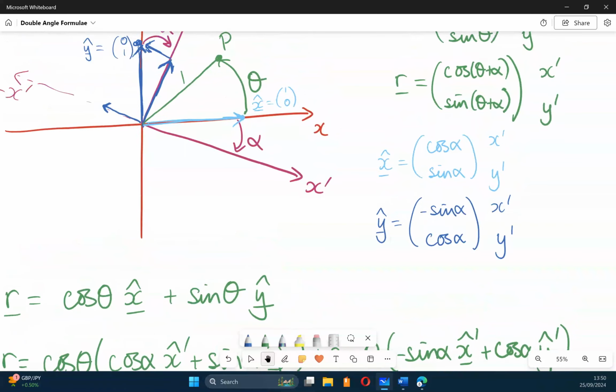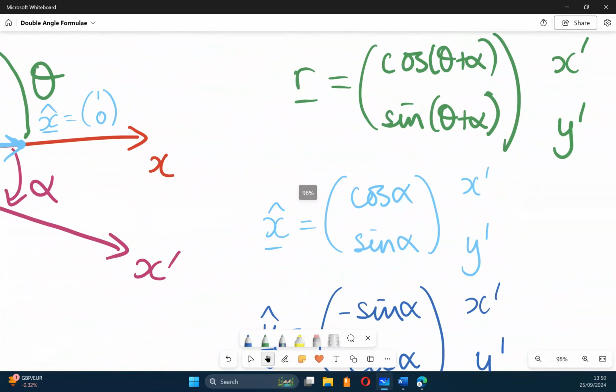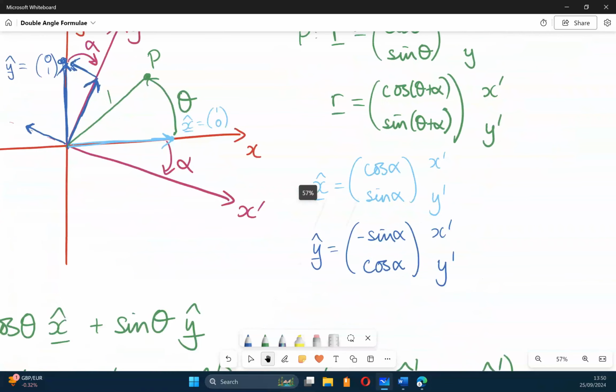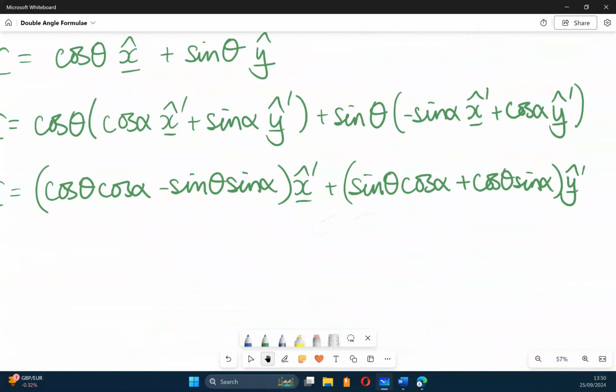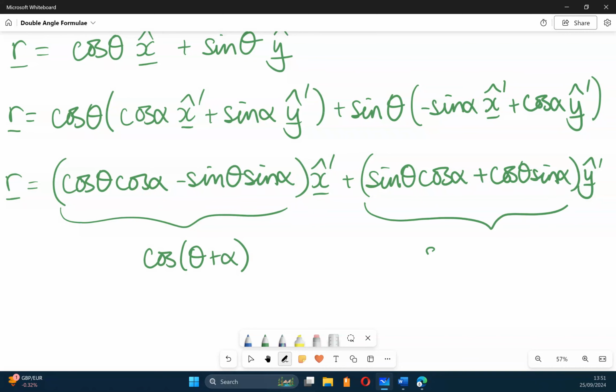So these must be equivalent to what we got here for cosine theta plus alpha and sine of theta plus alpha. So this term must be cosine theta plus alpha, and this term must be sine of theta plus alpha. So we found an identity or relationship between cosine theta plus alpha and sine theta plus alpha with the theta and alpha angles.